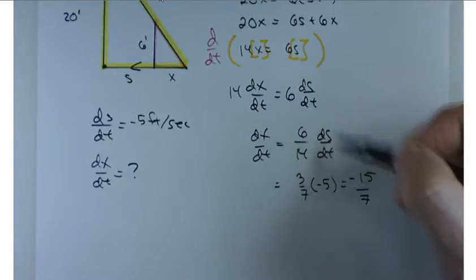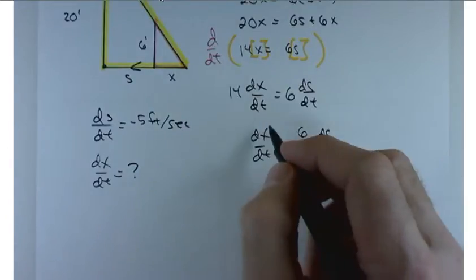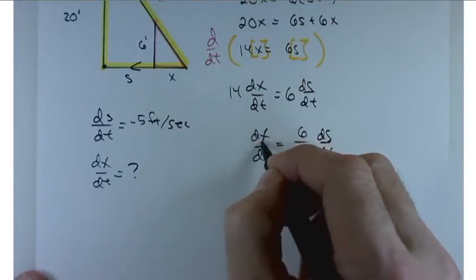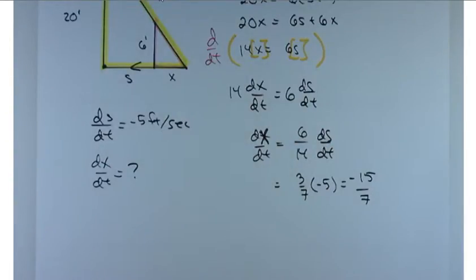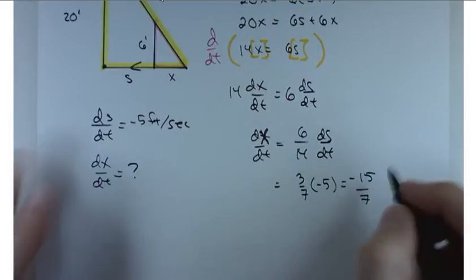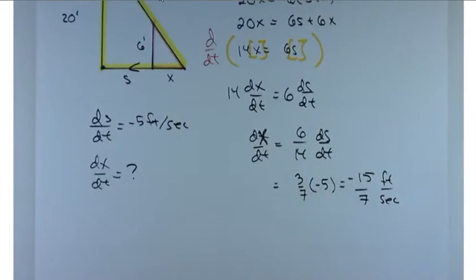ds over dt. dx. What units go with this? Feet per second. Remember, these are always going to be rates. Your dx by dt, etc. There are always going to be some rates, so it's going to be something per unit of time.